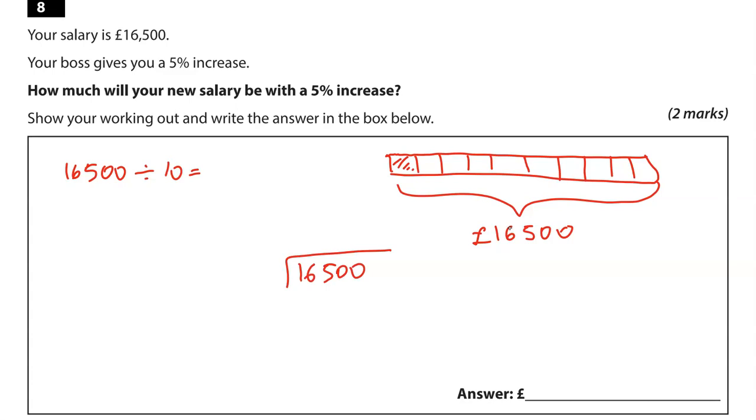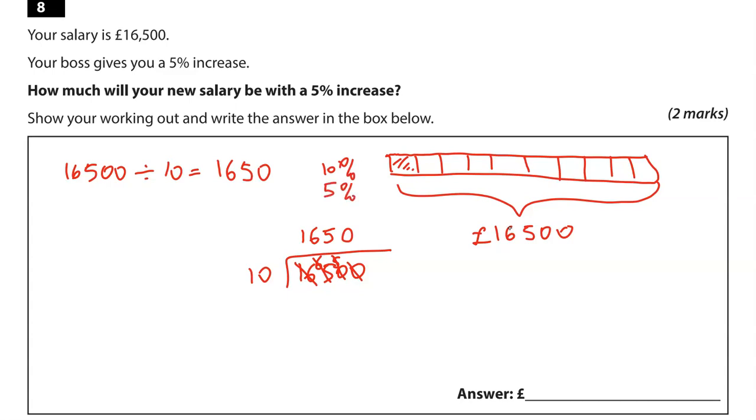division like this. How many tens would fit into 16? That's one of them, so we have 6 remaining. How many tens into 65? That is 6 of them, 5 remaining. How many tens into 50? That is exactly 5. How many tens into 0? That is 0. So 1,650 is equal to 10%.